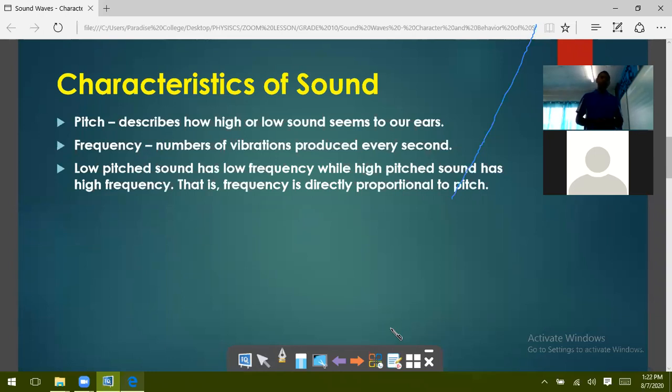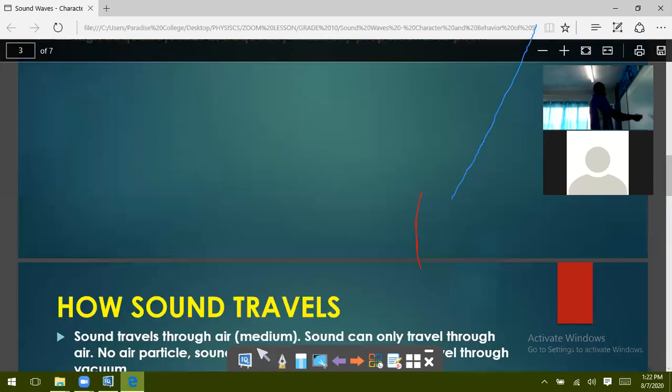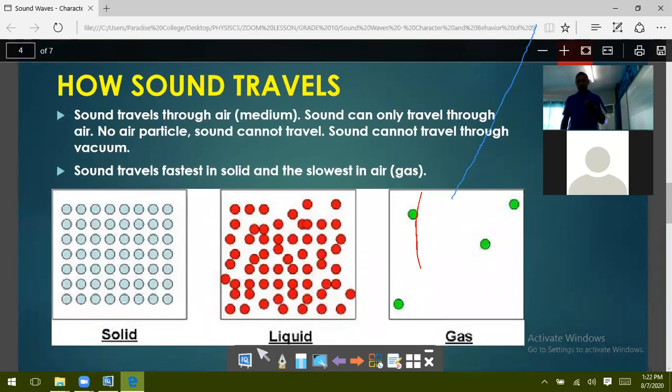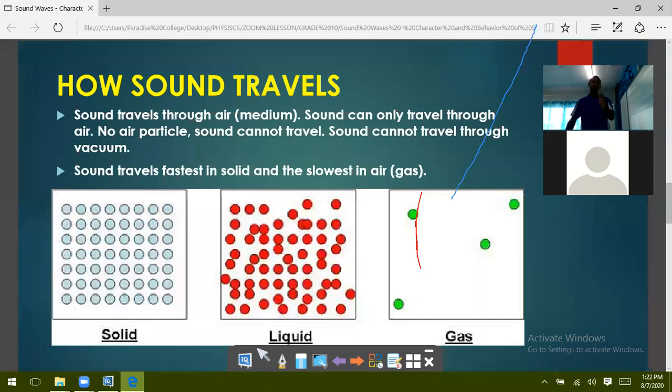Well, when sound is produced, I'm moving on. When sound is produced, it needs to travel. Say, for example, I am producing the sound, it needs to travel through a distance to the receiver's end. So how does sound travel?